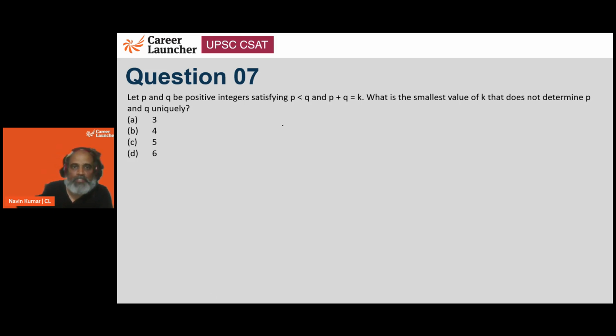What I'm going to do is put K equal to 3. Now, can we think of two positive integers, as in natural numbers, such that their sum is 3 and one of them is smaller than the other? There is one and only one way. So we know that the value of P is going to be 1 and the value of Q is going to be 2. So we get one possibility, so we are able to determine it. The question says we should not be able to determine it. So 3 cannot be our answer.